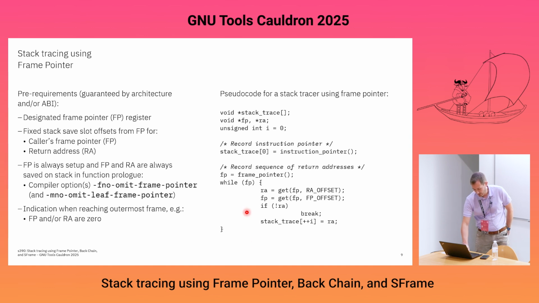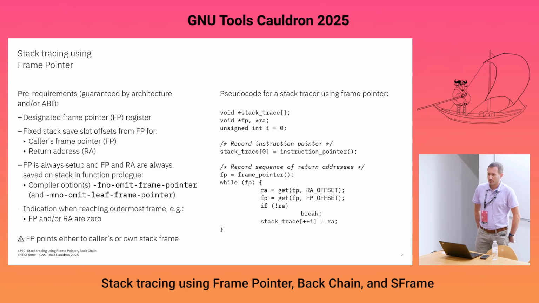So if we have a look at pseudocode for such a stack tracer, we again start with recording the instruction pointer, and then beginning from the current frame pointer register value, as long as the frame pointer is valid, we retrieve the saved return address and the saved caller's frame pointer from the stack at those fixed offset locations. And as long as, for instance, depending on this indication for the outermost frame, the return address is valid, we record that and just repeat.